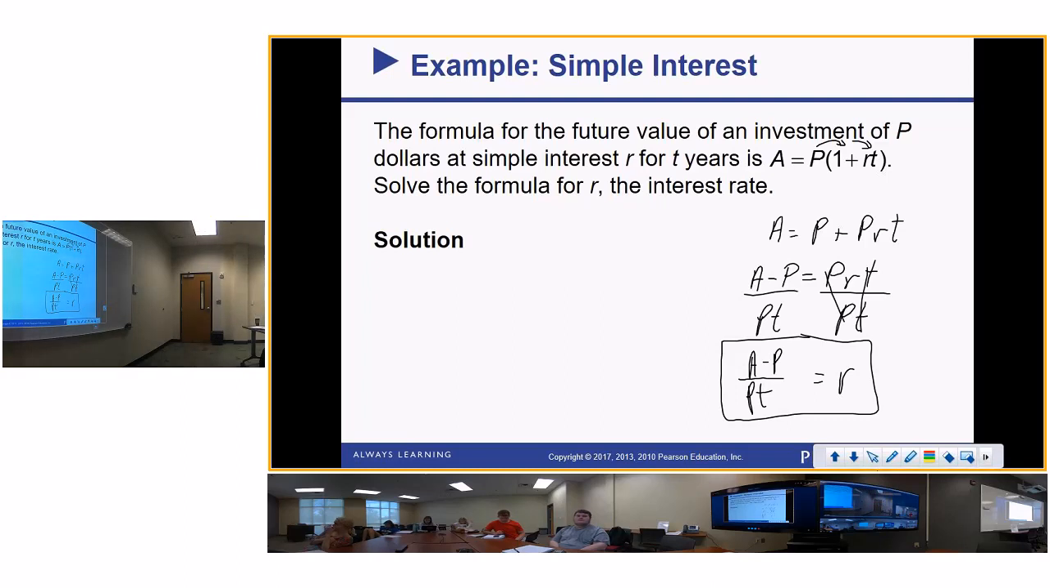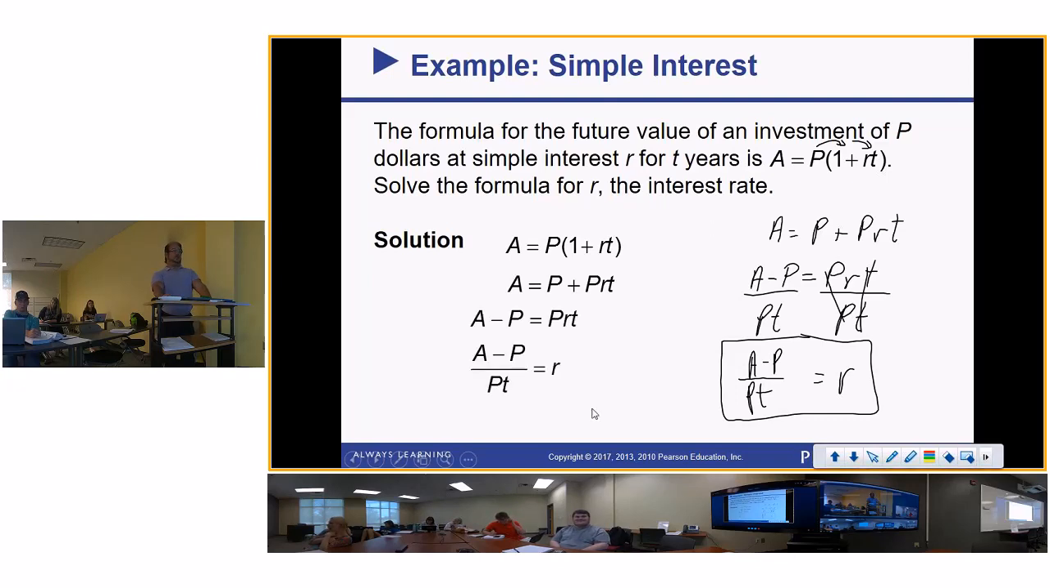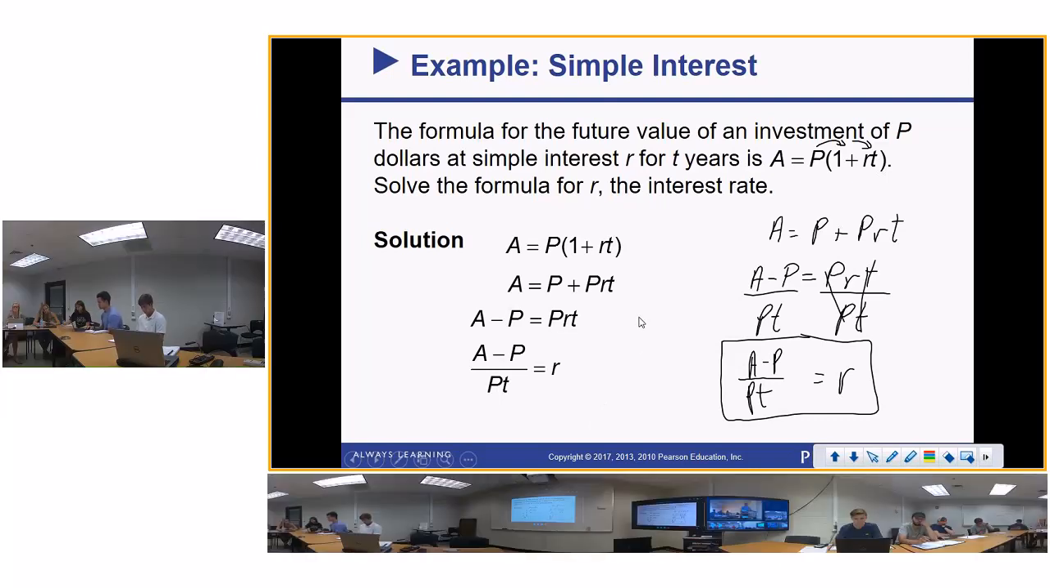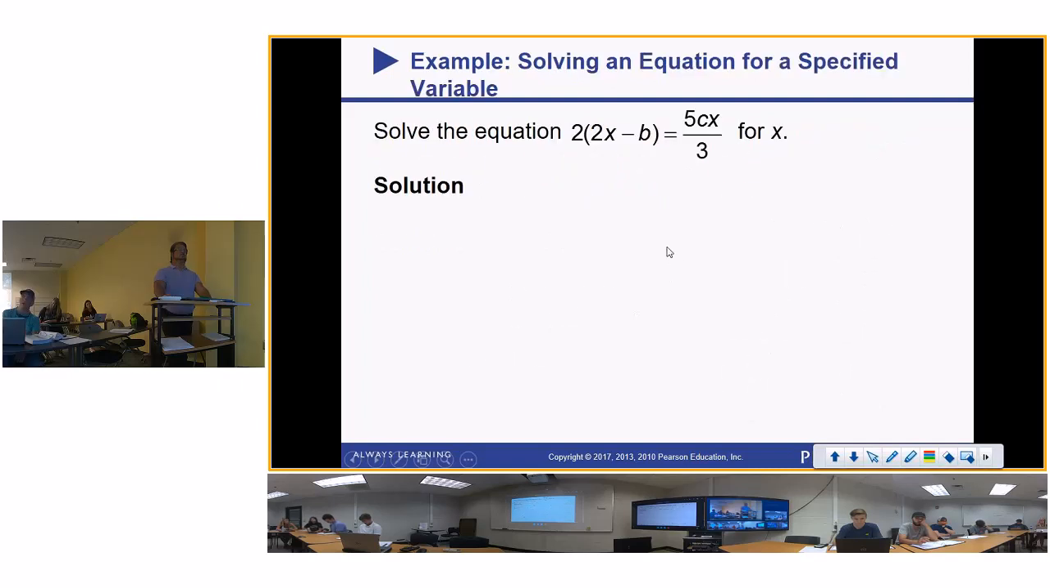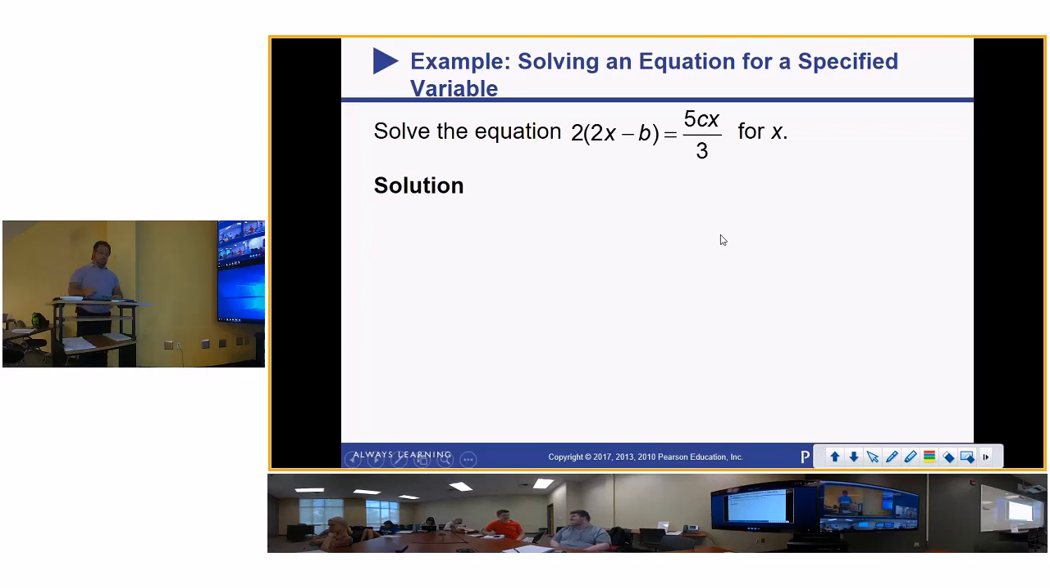So make sure you can do this Algebra 1 solving equations, okay? Because that's what we're doing. We're doing Algebra 1, solving equations. If you can't do it, that means you pretty much suck at life and should quit. There you go. A minus P over PT is equal to R. And should live in a van down by the river. Solve the equation. These are all good test questions. Both of these are good test questions.